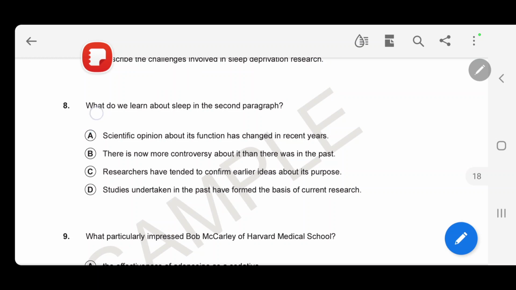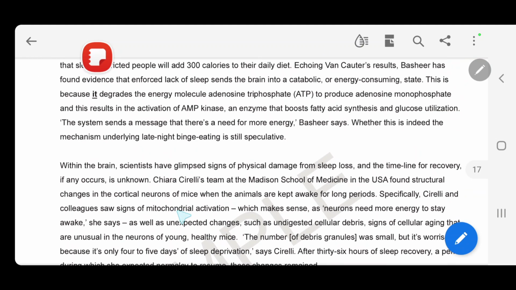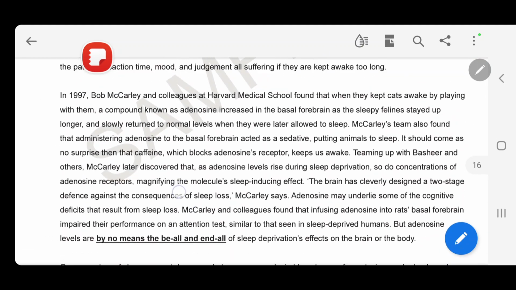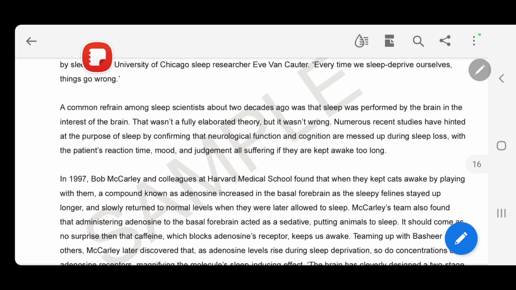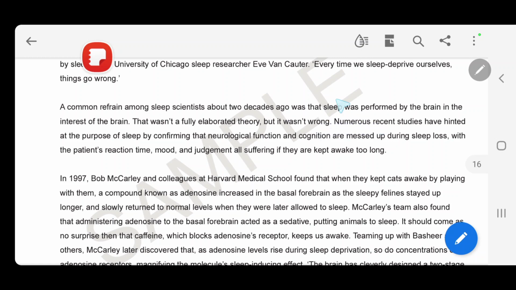Similarly, next question: what do we learn about sleep paragraph? So we can go to the paragraph and we can read it. A common refrain among sleep scientists about 2 decades ago was that sleep was performed by the brain in the interest of the brain. That was the scientists' idea. That wasn't a fully elaborate theory, but it wasn't wrong. So now, numerous recent studies have hinted at the purpose of sleep by confirming.